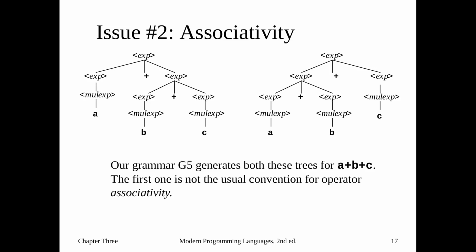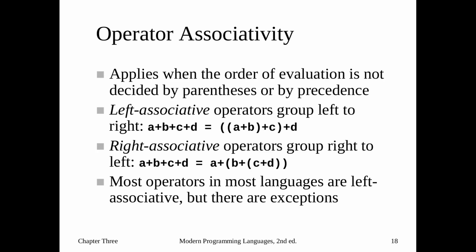Whereas the second is right associative. So in order to deal with this, we have to think about what this is. Associativity applies when the order of evaluation is not decided by parentheses or by precedence. So now we're looking at operators on the same level of precedence, and when we don't have parentheses, but we want to evaluate as if the correct parentheses were there.